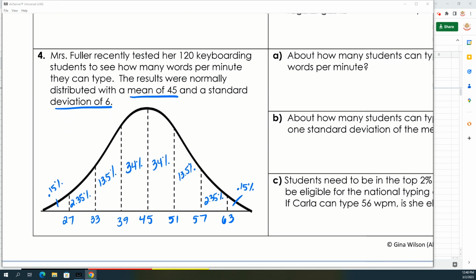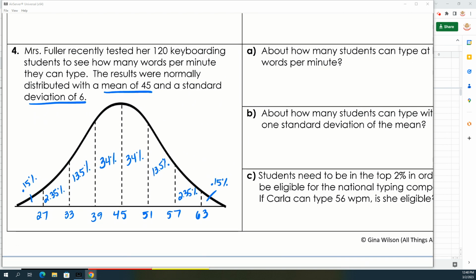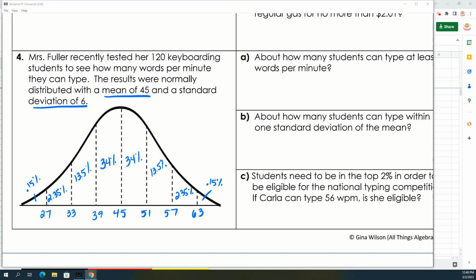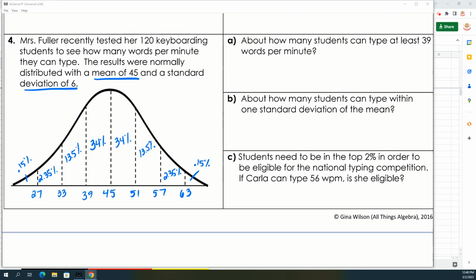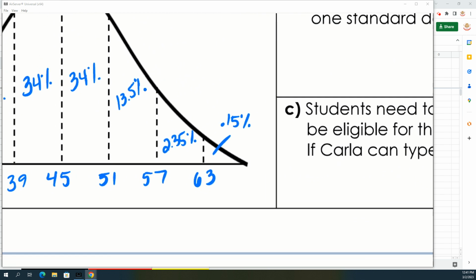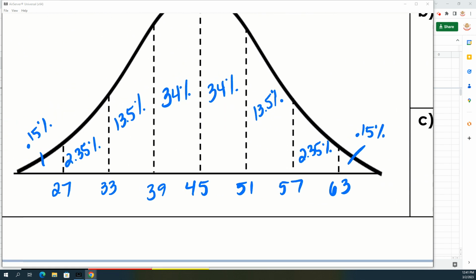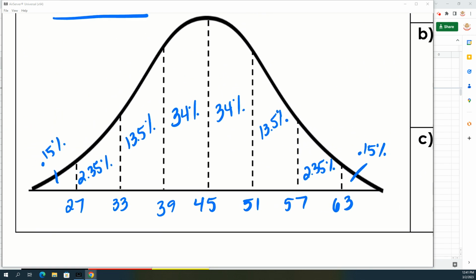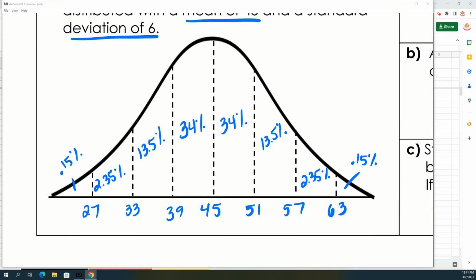All right, so let's look at these questions. A, about how many students can type at least 39 words per minute. Okay, so this is a different wording. We had "at most" before, this time we have "at least." So at least means that the least that they type is 39, so it's 39 or more.